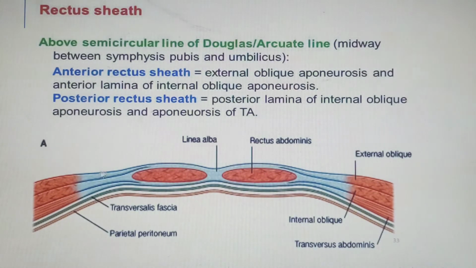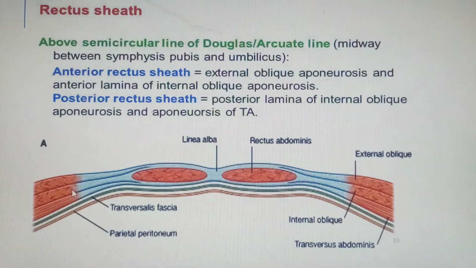Now, the rectus sheath, which will contain this rectus abdominis muscle, the straight muscle of the abdomen, together with the pyramidalis muscle, is going to be formed by the aponeurosis of these trilaminar muscles, these three muscles. So let's look at it. The rectus sheath will have an anterior part, which we call the anterior rectus sheath, and a posterior part, which we call the posterior rectus sheath. So the anterior rectus sheath will be formed by the aponeurosis of the external oblique muscle, as well as the anterior lamina, or the anterior part, of the internal oblique muscle.